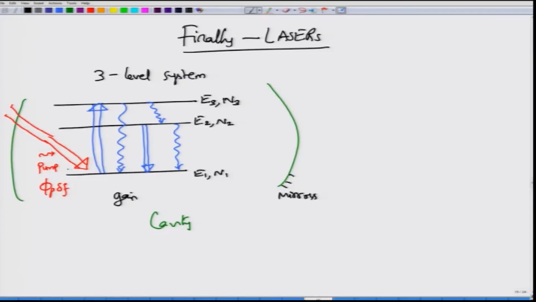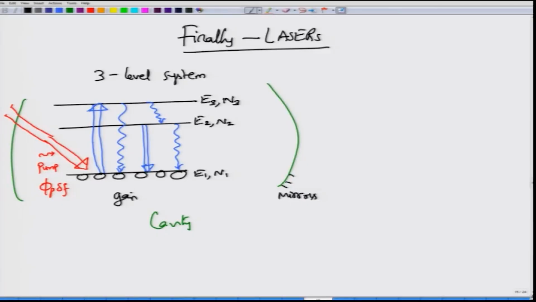And what does this pump do? This pump allows the atoms in the energy level E1 to get excited to energy level E3. Please note, this is very important. You are not sending in the pump of an energy such that it is going to get to E2. You are giving it more energy, so that these atoms in the ground level do not go to E2, but directly jump up to the level E3.